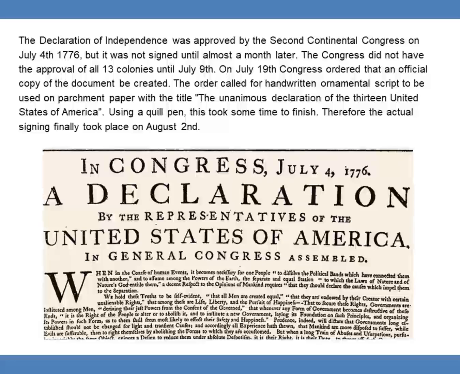The Declaration of Independence was approved by the Second Continental Congress on July 4, 1776, but it was not signed until almost a month later. The Congress did not have the approval of all 13 colonies until July 9th. On July 19th, Congress ordered that an official copy of the document be created. The order called for handwritten ornamental script to be used on parchment paper with the title, "The Unanimous Declaration of the 13 United States of America." Using a quill pen, this took some time to finish. Therefore, the actual signing finally took place on August 2nd.